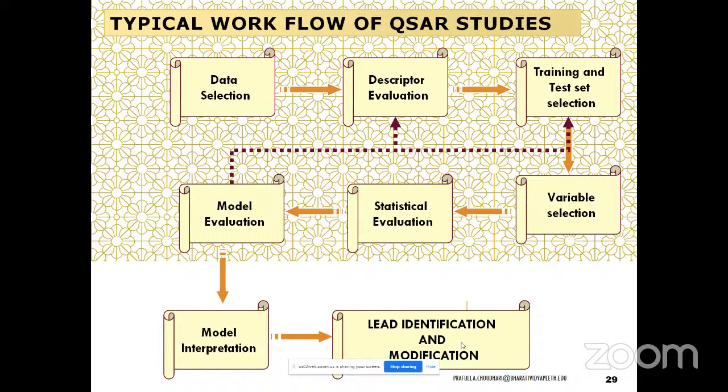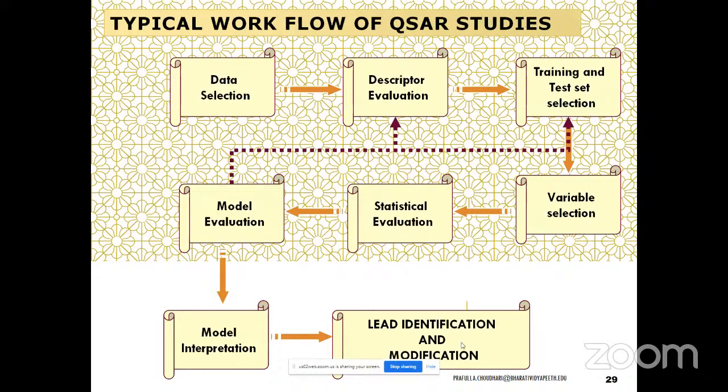Now, after that, let's begin with the typical workflow of the QSR study. How QSR studies can be carried out. Normally, a QSR starts with the data selection, then descriptor evaluation, then distribution of the training and test set. Normally, we often find in automated modes of the QSR model generation that you can have manual data set selection also. Means how much percentage of the data you have to select as a training set and as a test set. Normally 70-30 or 80-20 percentile distributions are there.